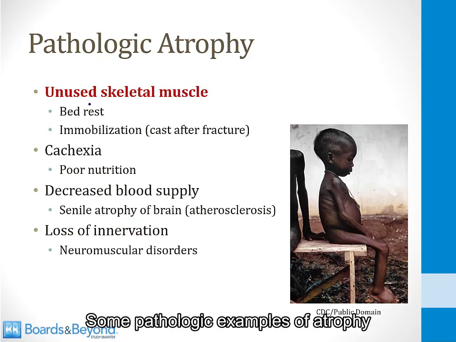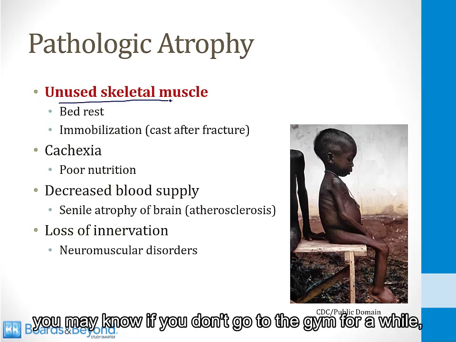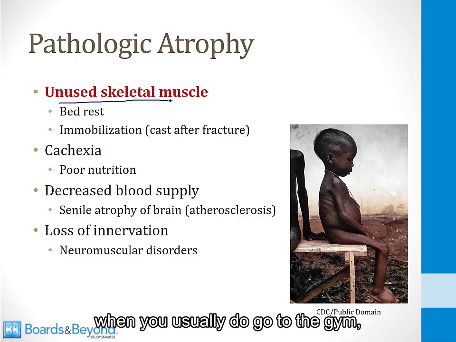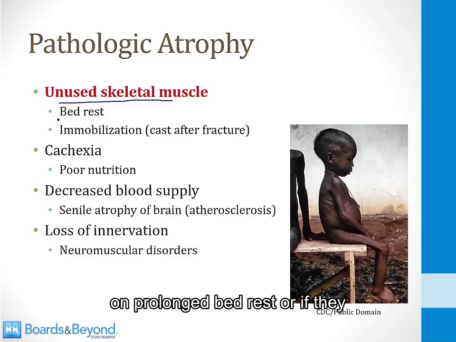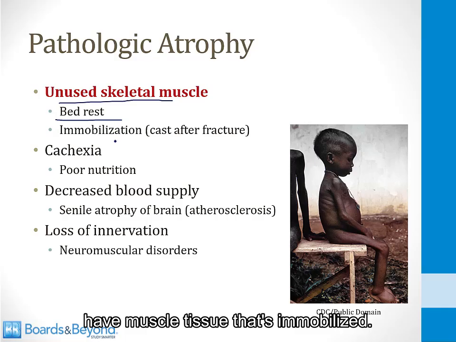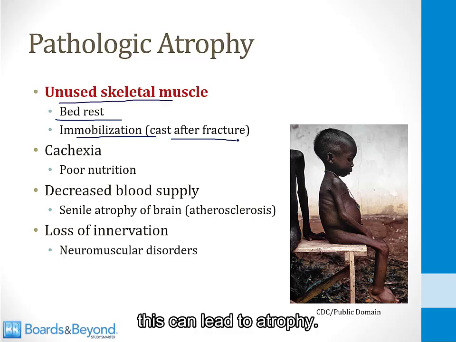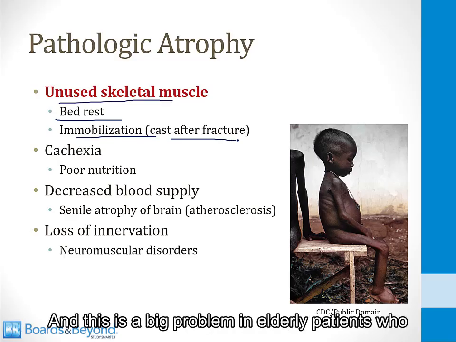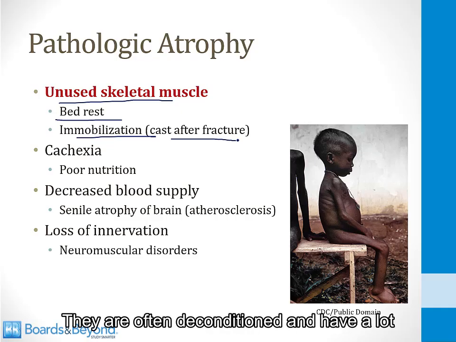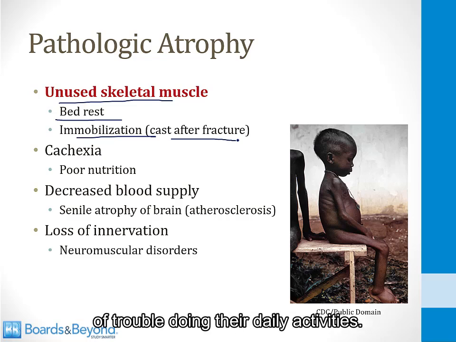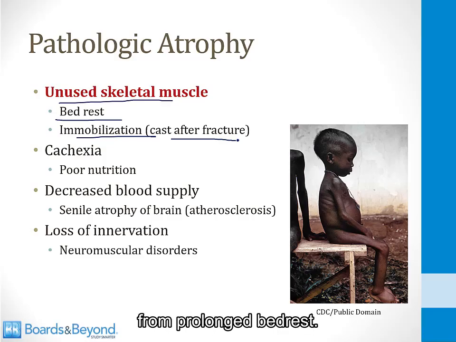Some pathologic examples of atrophy include unused skeletal muscle. You may know if you don't go to the gym for a while, when you usually do go to the gym often, that your muscles will shrink. That's atrophy. This can be pathologic when patients are on prolonged bed rest or if they have muscle tissue that's immobilized, for example, if they have to wear a cast after a fracture. This can lead to atrophy. And this is a big problem in elderly patients who are hospitalized for a long period of time. When they get out of the hospital, they are often deconditioned and have a lot of trouble doing their daily activities. That's because they've had skeletal muscle atrophy from prolonged bed rest.